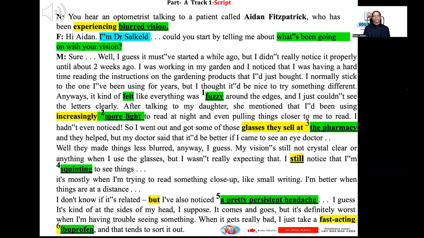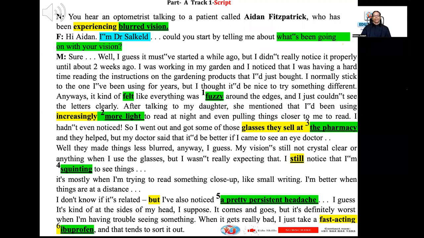So what are the problems? So what are the symptoms? What are the symptoms that you have? What are the complaints you have? So as I told you in the beginning, they have the specialist mentioned. You hear an optometrist talking to a patient called Aiden Fitzpatrick. This one is very important. As soon as you know optometrist, you know they are going to speak about vision, right?